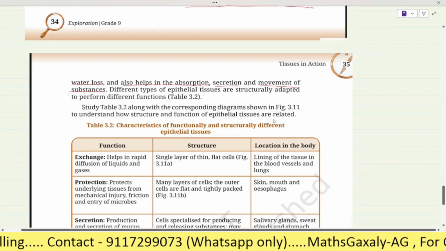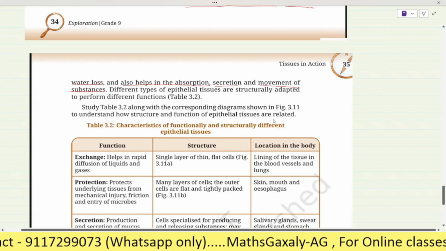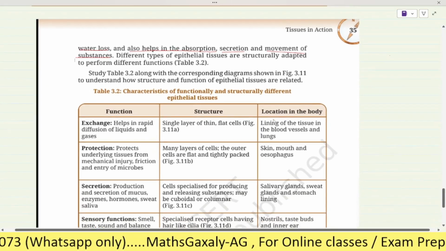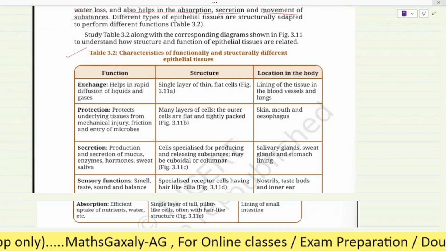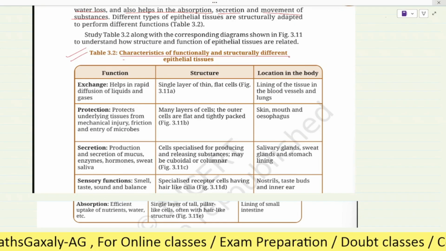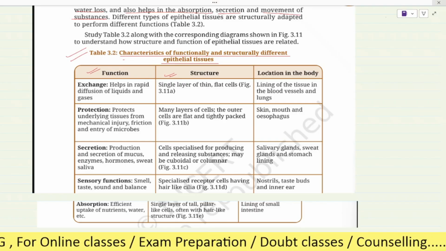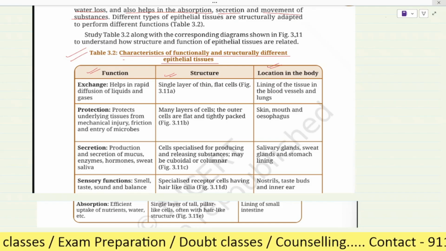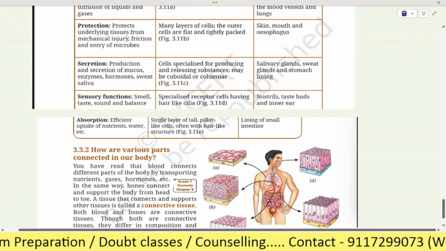Okay, study table 3.2 along with the corresponding diagrams shown in figure 3.11 to understand how the structure and function of epithelial tissues are related. As you can see here, you have to note down this table, the whole one. It is the characterization of functionally and structurally different epithelial tissues. Here the functions are given, the structures, and the third one shows the location in the body, that is, where it is located.